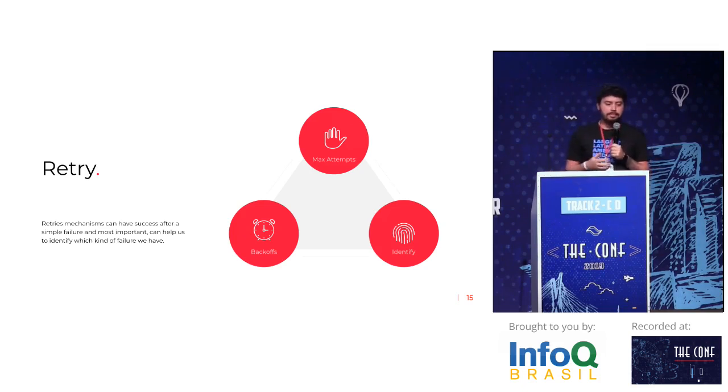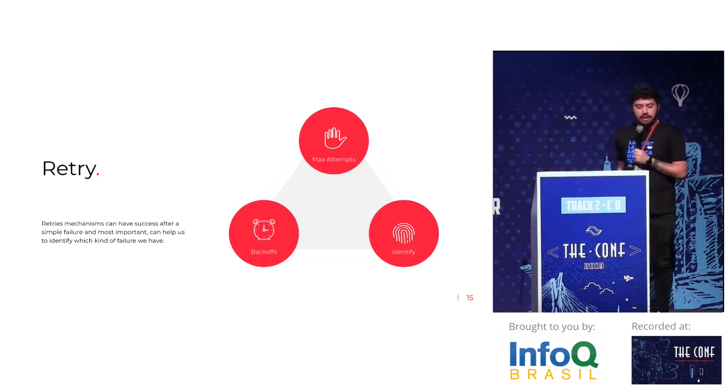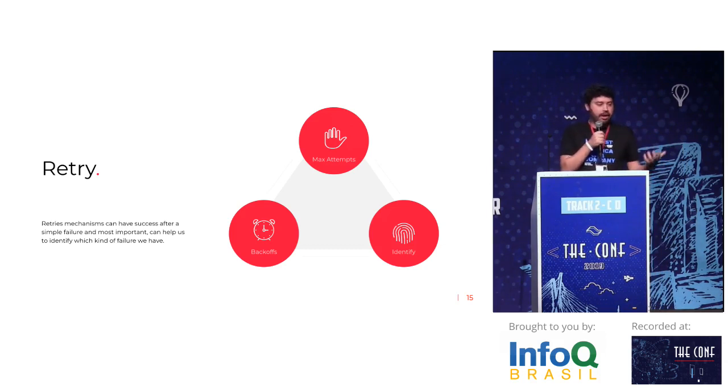The retry mechanism is a powerful mechanism. We can get a success after a single failure, and most importantly, we can be sure how severe, how critical our failure is. We can test this, but we have to do this carefully. We have to set our max attempts, because I cannot try again forever. I can flood the external service. I can create a worse situation. So I have to check.